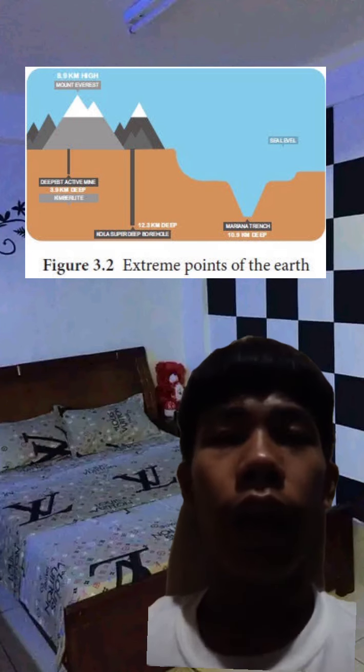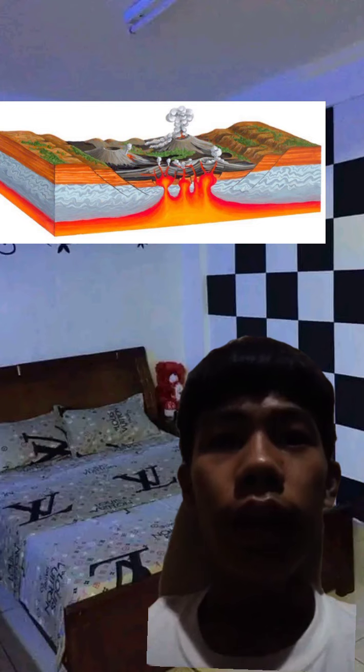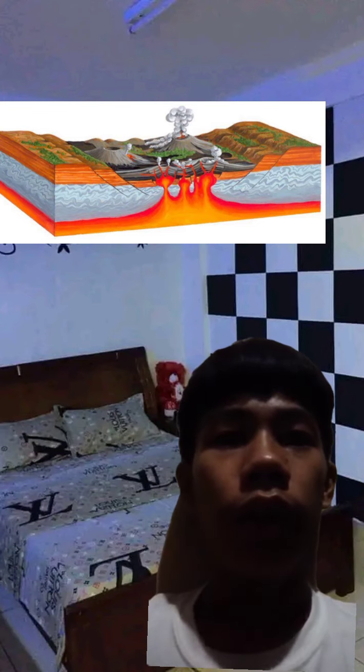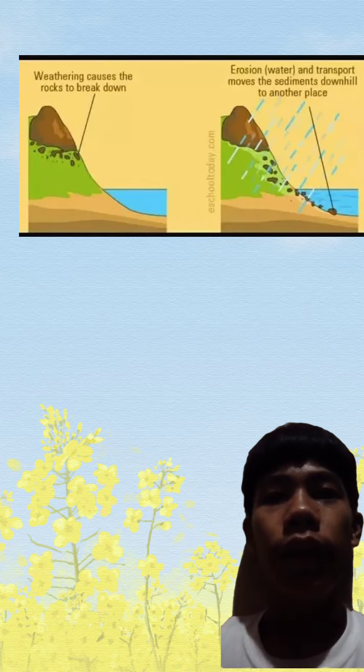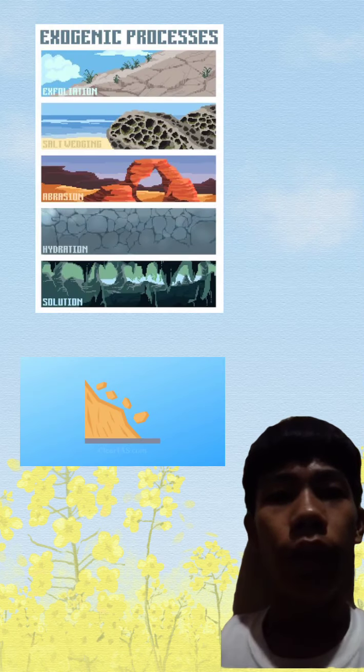However, what really is this endogenic process all about? Endogenic processes are internal forces that exist deep inside the Earth. It is one of the two geomorphic processes that bring about change on the Earth's surface. The other is the exogenic process, external forces that operate and act on the surface of the Earth.